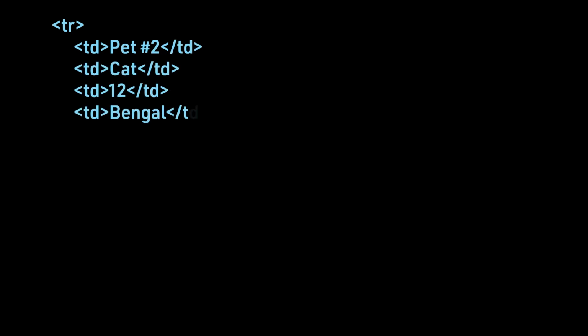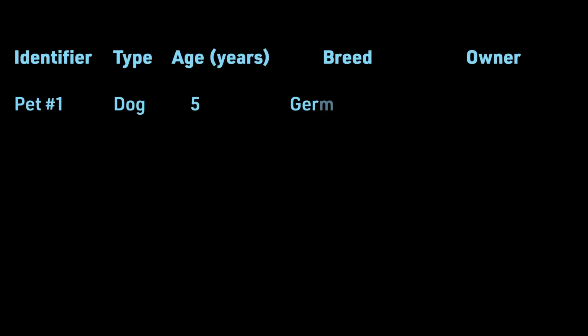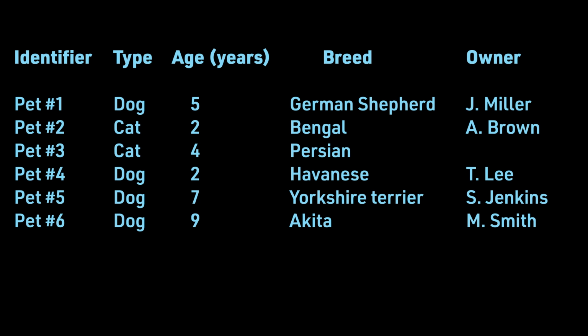Here is what it would look like if we focus on that one section of code. Note the line of code that we are deleting. The revised code will display like this. The cell containing A. Brown spans 2 rows.